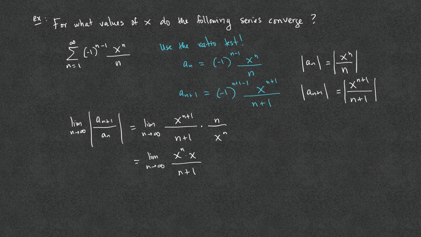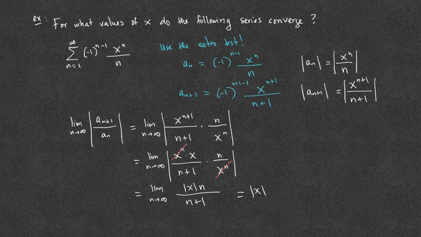Simplifying this, we have the limit as n goes to infinity of x^n times x over n+1 times n over x^n, where we can cancel out x^n. This is the limit as n goes to infinity of the absolute value of x times n over n+1. No need for absolute value around n and n+1 because we know they are positive. The limit doesn't depend on x, so we pull the absolute value of x to the front, and this limit is 1. 1 times the absolute value of x is the absolute value of x.